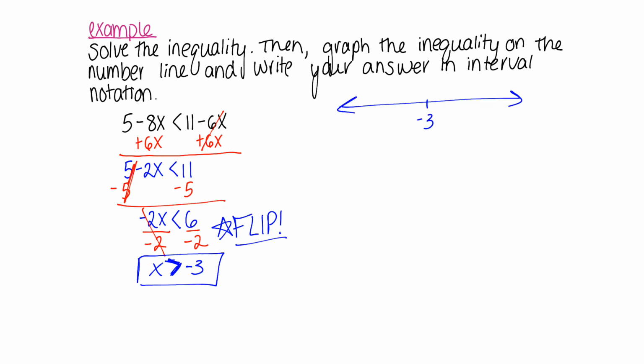Plotting negative 3 on a number line. We have no underline, so we are going to put an open circle. Greater than is this direction here. So there's my number line answer. For my interval notation answer, we start the shading at negative 3. It gets a parenthesis because it's an open circle, and then it goes all the way off to infinity. And that's that on this one.